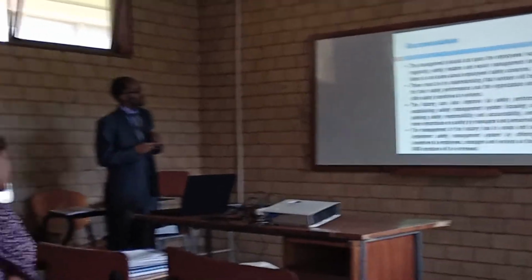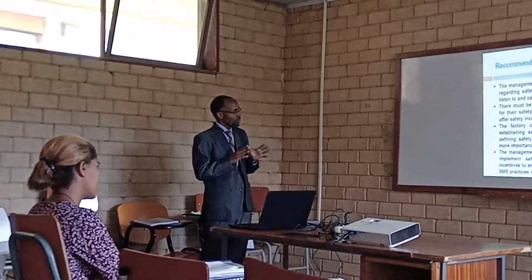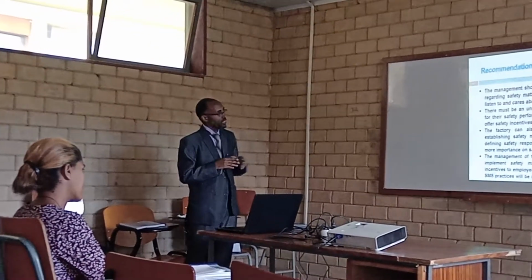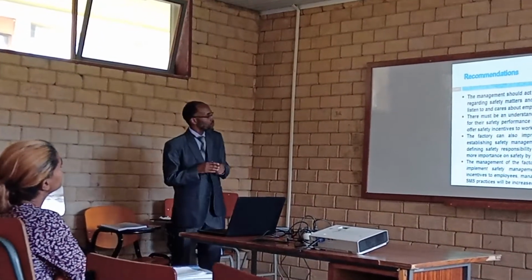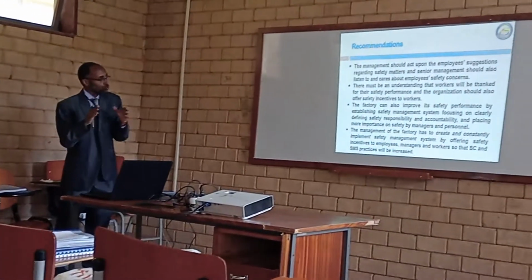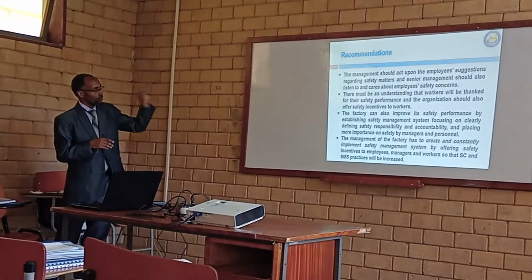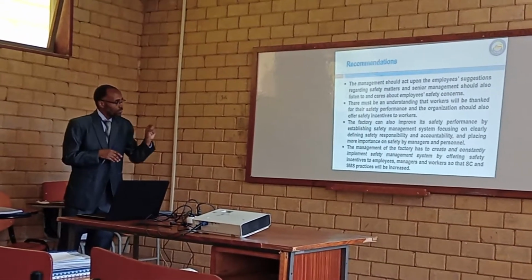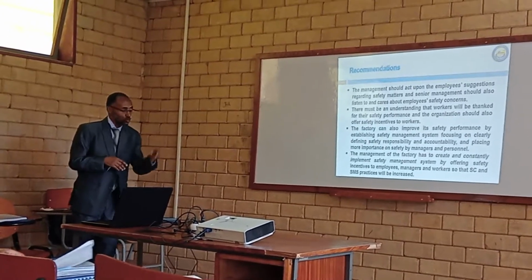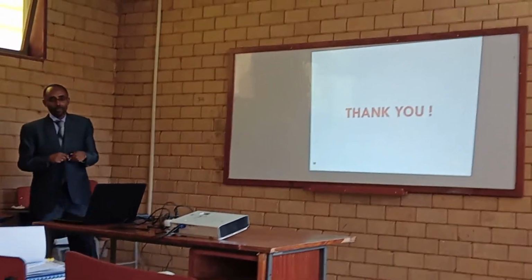This was another recommendation. The factory can also improve its safety performance by establishing a safety management system, focusing on a clearly defined strategy, safety responsibility and accountability, and placing more importance on safety by managers and personnel. Lastly, the management of the factory has to create and constantly implement a safety management system by offering safety incentives to employees, managers and workers, so that safety culture and safety management system practice will be enhanced. This will end my presentation. Thank you very much.